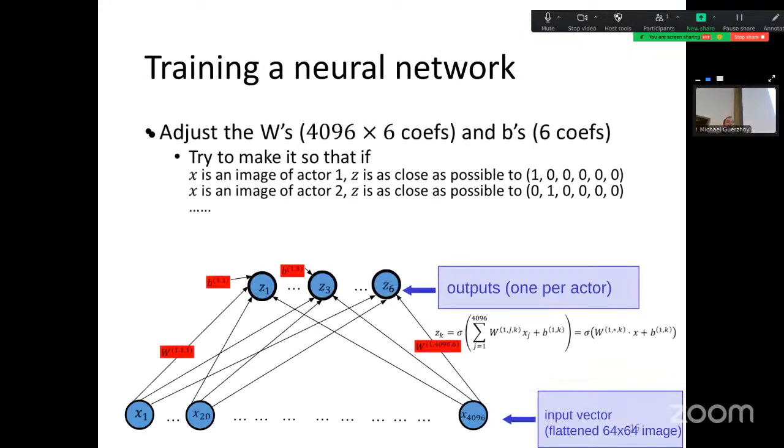Okay. So here's why we're doing all of this. What we want to say is, we have those W's and we have those B's, and they're just coefficients. So there are ways of figuring out W's and B's such that, as often as possible, at least, maybe not always, if X is a picture of person 1, then Z1 is high and the others are all low. And if X is a picture of person 6, then Z6 is high and all the other ones are low. The process of figuring out those W's and B's is referred to as training.